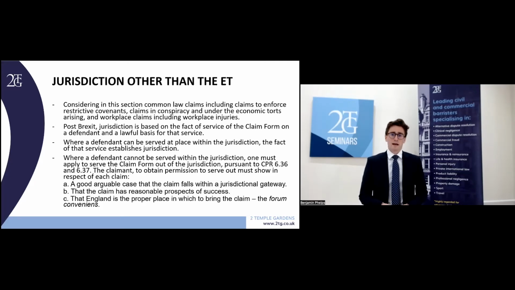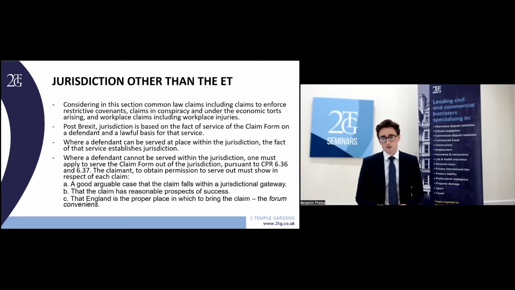The first limb, however, refers to a good arguable case that a jurisdictional gateway is satisfied. Now, the jurisdictional gateways are set out in CPR Practice Direction 6B, paragraph 3.1, and are a list of scenarios in which the sufficiency of connection is indicated, such as to cast the net wide enough that that dispute might be included.